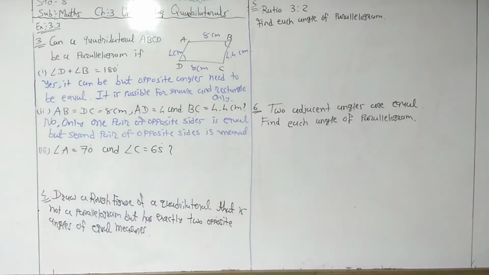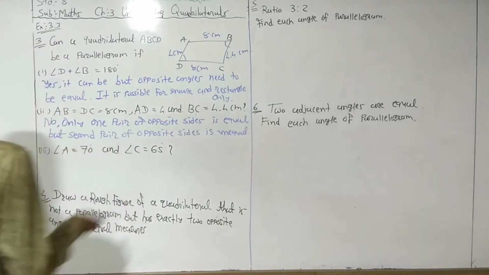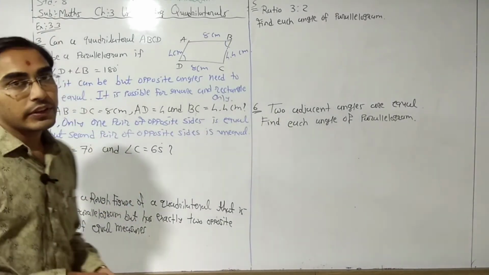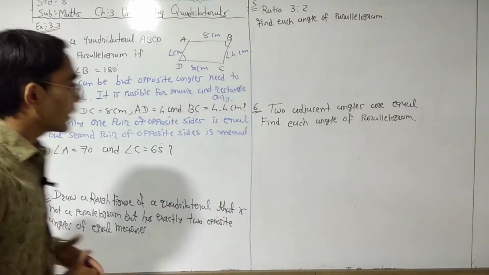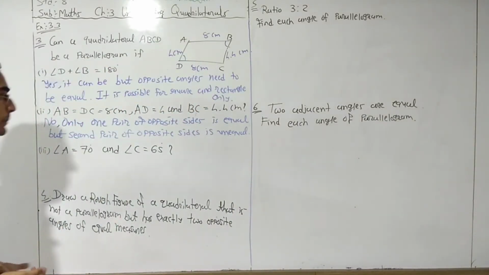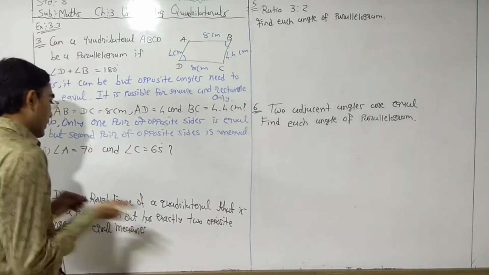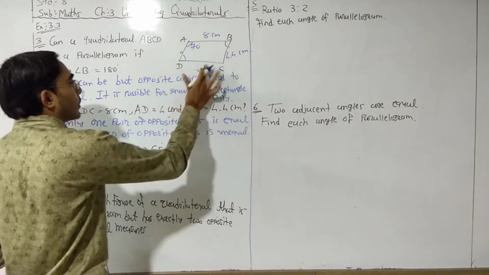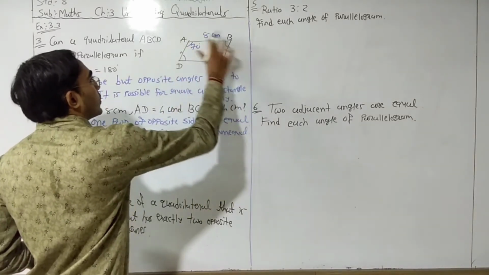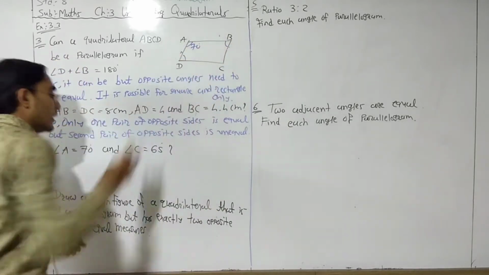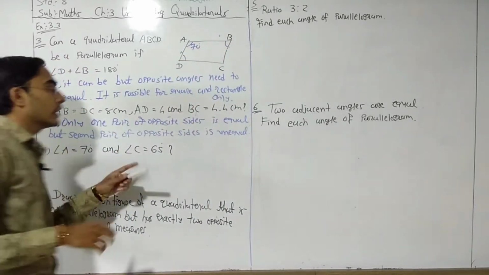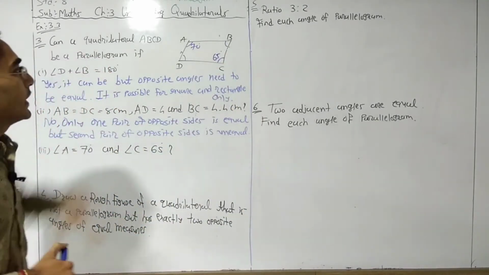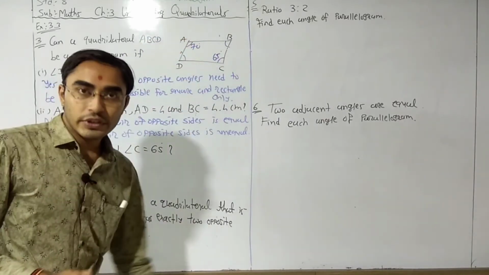Then if we look at our third condition, angle A is equal to 70 degrees and angle C is equal to 65 degrees. In a parallelogram, opposite angles need to be equal. For condition 3, we do not need to consider the earlier measurements. This is a separate condition. Here angle A is equal to 70 degrees and angle C is equal to 65 degrees.